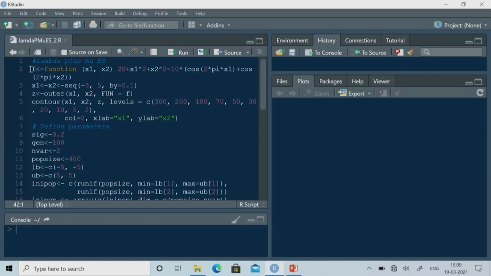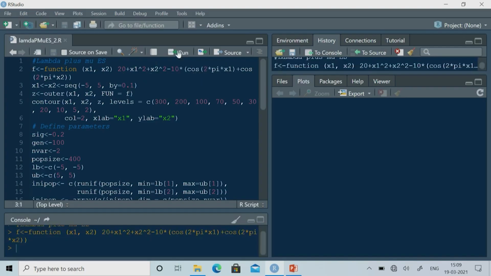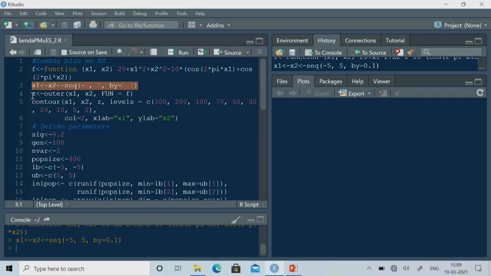Now, let us solve the second function using lambda plus mu ES. So, let us plot this function. This function is 20 plus x1 square plus x2 square minus 10 within bracket cos 2 pi x1 plus cos 2 pi x2. So, let us run this particular line and then calculate the value of x1 and x2, then calculate the value of z and then plot it.